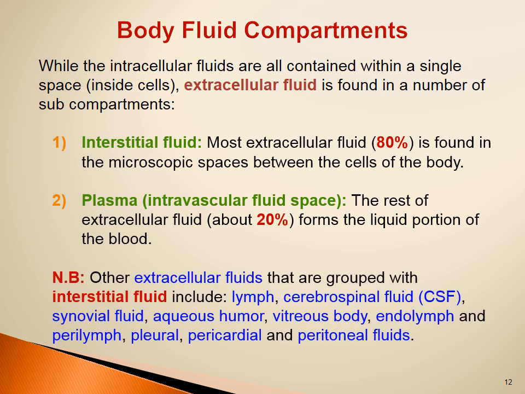Other extracellular fluids that are grouped with the interstitial fluid include, as we said in the previous lecture, lymph, cerebrospinal fluid, the synovial fluid inside the synovial joints, the aqueous humor and vitreous body inside the eye, the endolymph and the perilymph that are present in the inner ear, and the pleural, pericardial, and peritoneal fluids that are present in the serosal sacs of the chest and the abdominal cavity.